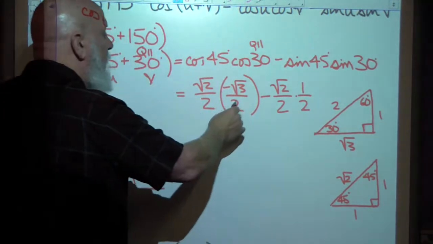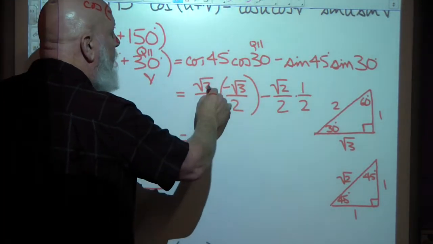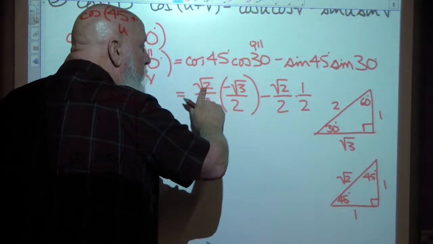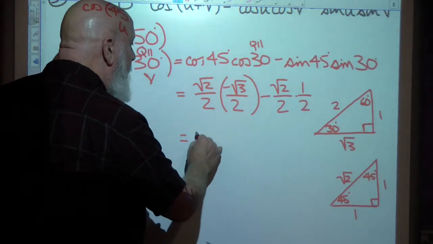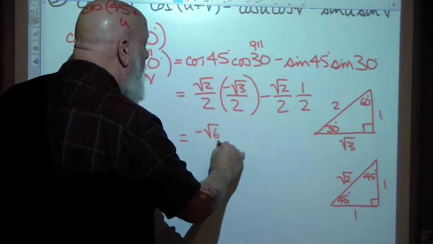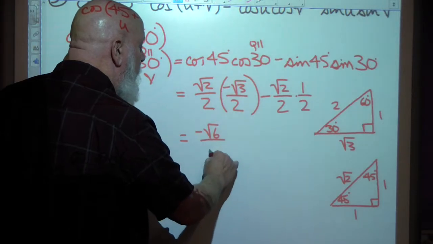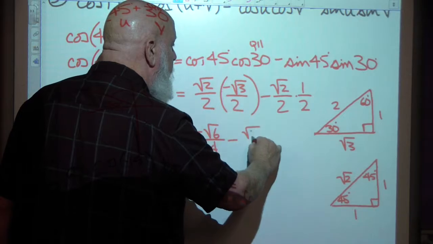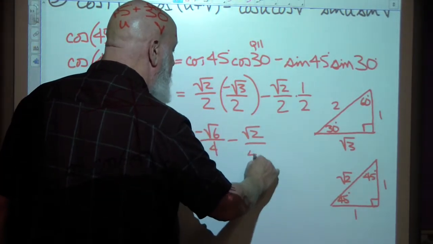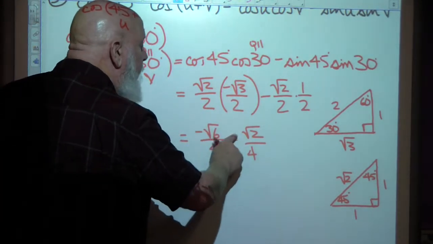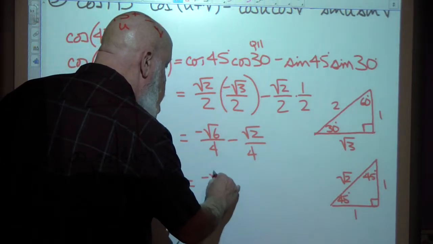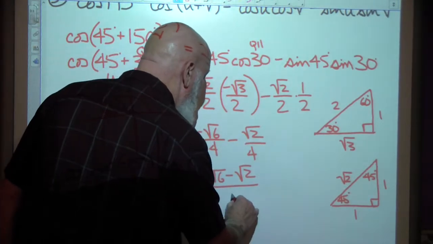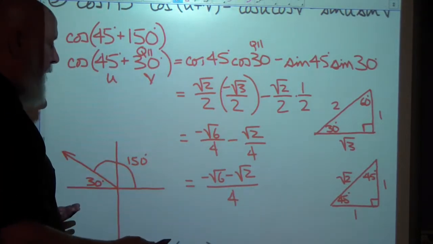So I'm going to simplify this a little bit. This is negative radical 2 times negative radical 3. Remember, we're not subtracting. That's negative radical 6 over 4. 2 times 2 is 4. Minus radical 2 times 1 is radical 2. 2 times 2 is 4. And I can add or subtract my numerators as indicated. That would be negative radical 6 minus radical 2, all of this over 4 if I haven't made a mistake.